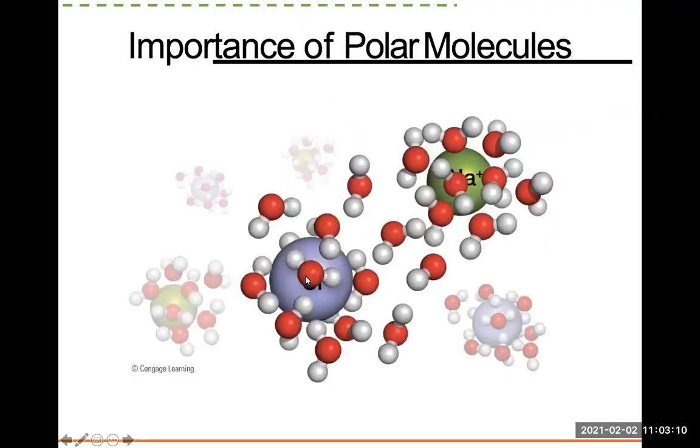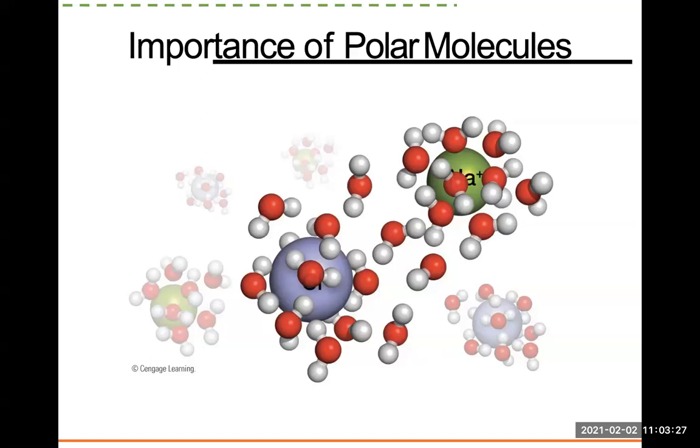So I was talking about this slide. I said this is sodium, this is chloride, sodium chloride, table salt. When they're together, they're attracted to each other. They are making an ionic bond. They are known as table salt, right?